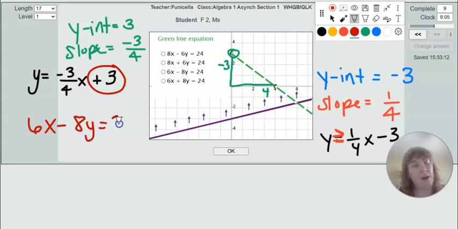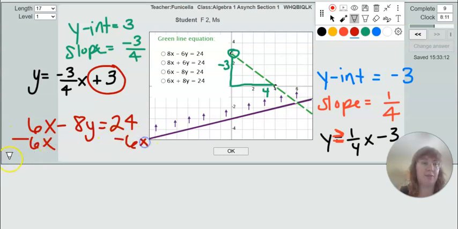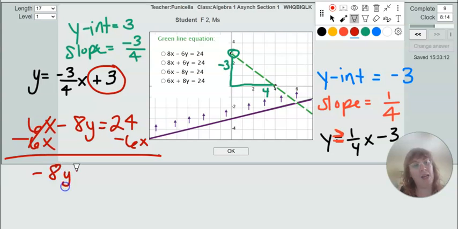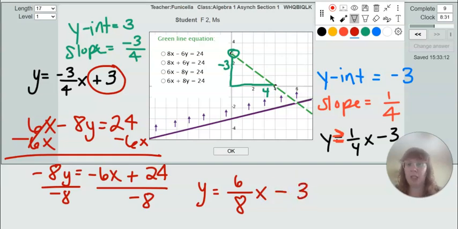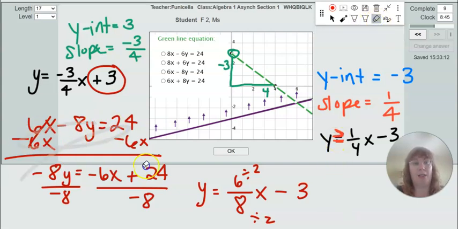6x minus 8y equals 24. So we're going to subtract 6x on both sides, and we have -8y equals -6x plus 24. And then we're going to divide everything by -8. And we get y equals 6/8 x minus 3. So we're closer, because 6 over 8, if we divide both of these numbers by 2, is the same as 3/4.